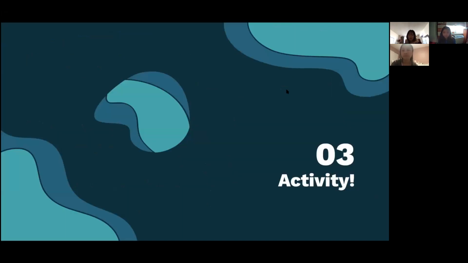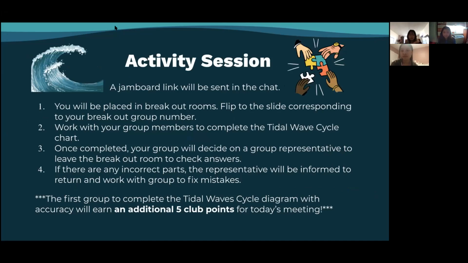And then we have our activity. So we planned an interactive activity with everyone here. A Jamboard link will be put in the chat. I'll put it in the chat briefly. And then once you have the Jamboard link, you will go on it. First you will be placed in breakout rooms. You will have to flip to the side corresponding to your breakout group number.